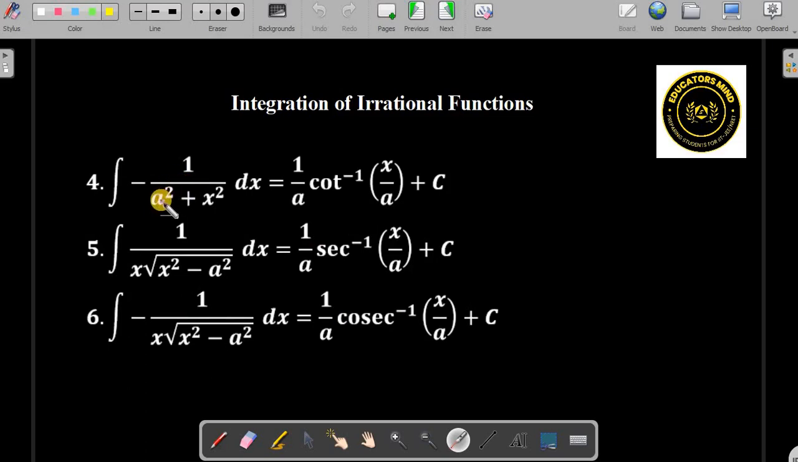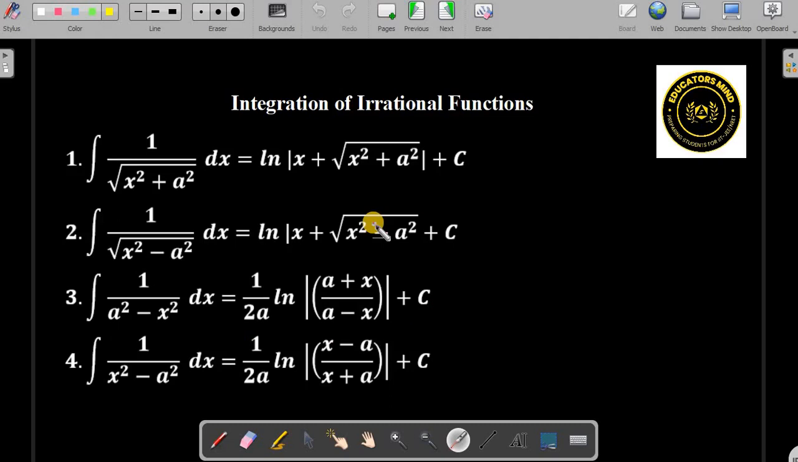Similarly, minus 1 by a square plus x square is 1 by a cot inverse x by a. 1 by x root under x square minus a square is 1 by a secant inverse x by a. Minus 1 by x root under x square minus a square in the denominator will be 1 by a cosecant inverse x by a. So all these are inverse functions.